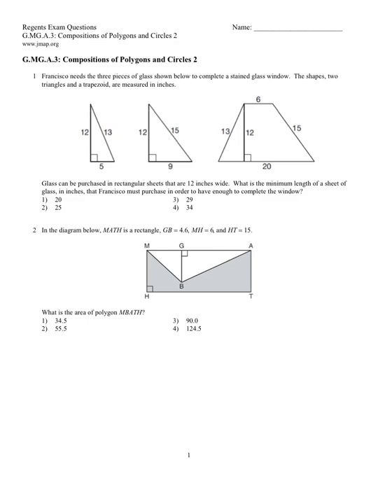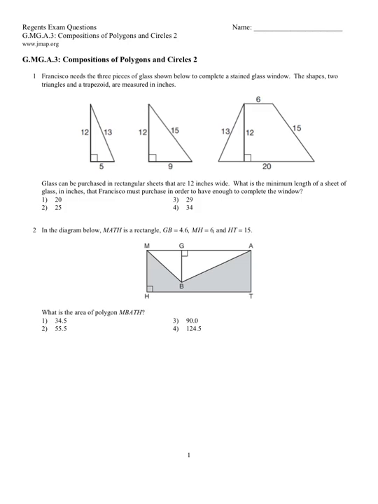This video is on compositions of areas. So we're taking a look at the odds again. Francisco needs 3 pieces of glass, shown below, to complete a stained glass window. The shapes, 2 are triangles, and you have a trapezoid, and they're measured in inches.